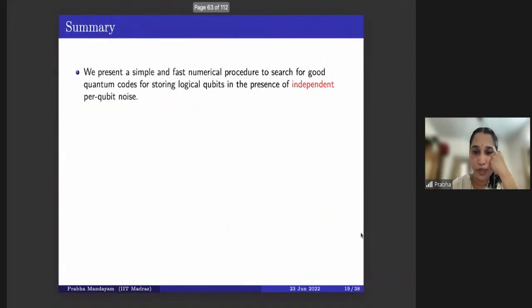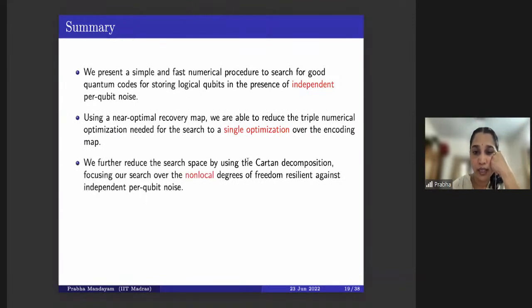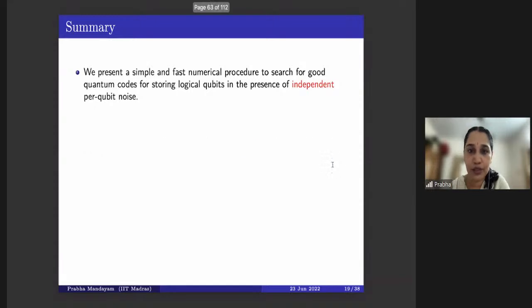I'll quickly go to the summary of this. What we do in this paper is present a simple and fast numerical procedure to search for good quantum codes. The key thing that we use in this paper is a very nice algebraic tool called the Cartan decomposition. I encourage you to look up the paper to see how we make use of this Cartan decomposition, which again invokes properties of Pauli operators and so on. So this was the first piece of work that I wanted to talk about.